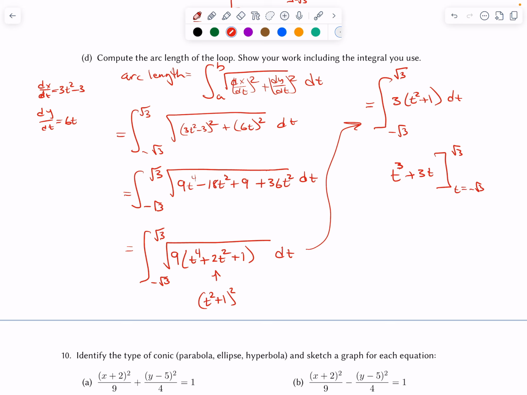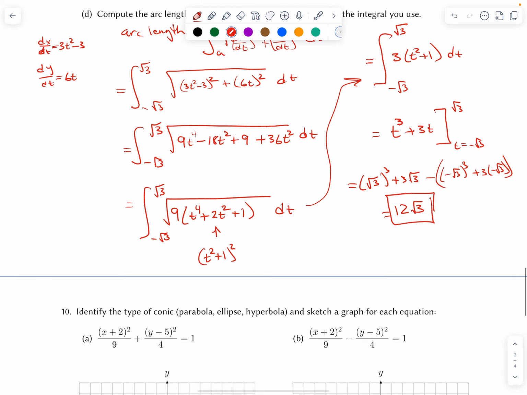Let's go ahead and plug and chug this thing. So radical 3 cubed plus 3 radical 3 minus negative radical 3 cubed plus 3 times negative radical 3. So this all ends up becoming 12 radical 3. All right, we'll save that last one for the final video.